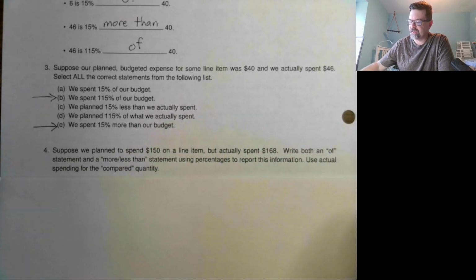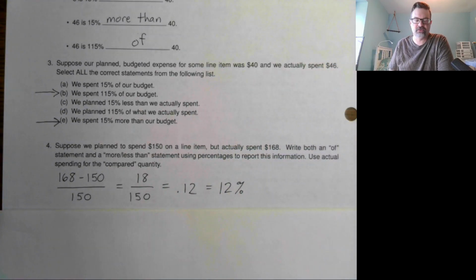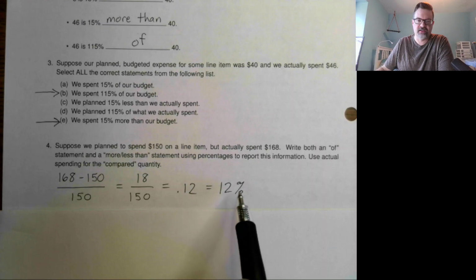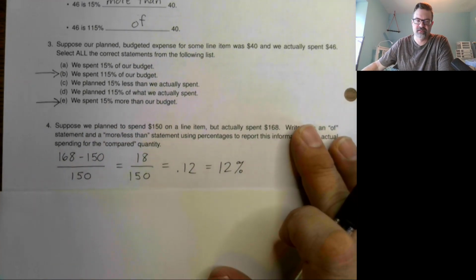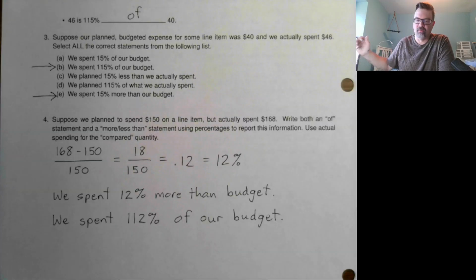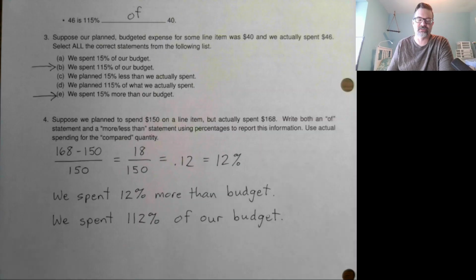All right, here's what things look like. How big a difference was this? If you subtract the two, we spent $18 more than we budgeted. That is 18 out of 150, which is 12%. So the sort of statements we would get look like these. We spent 12% more than our budget is one way of describing how big 168 is relative to 150. Or we spent 112% of our budget, and that's just the straight up relationship between 168 and 150, rather than describing how big the difference was between the two.